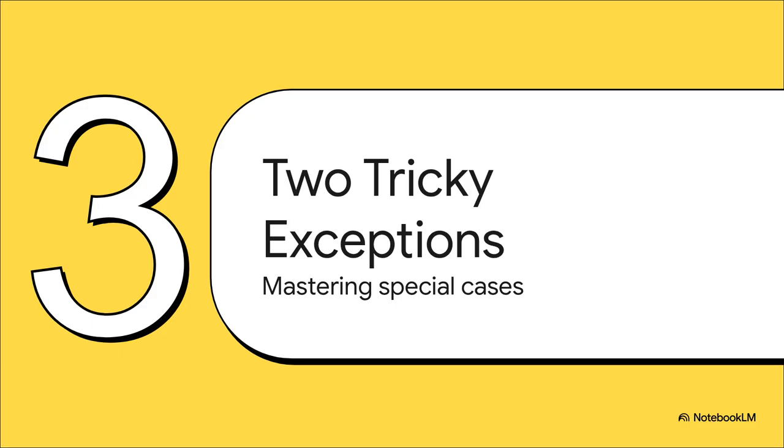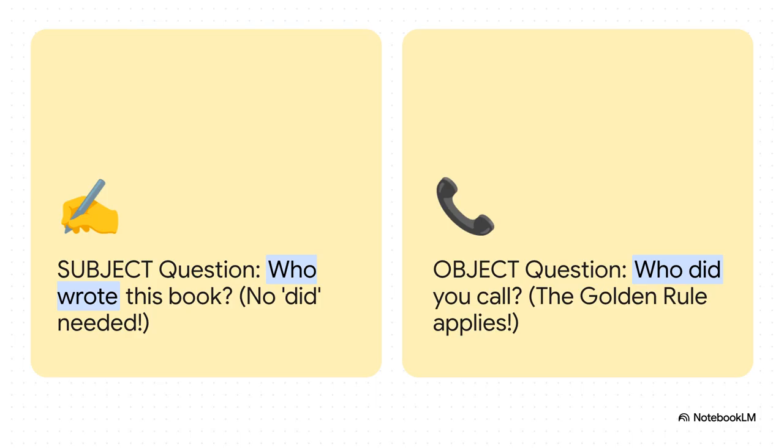Okay, so now that you've got the golden rule down, let's look at 2 special cases. Getting a handle on these 2 exceptions is going to help you sound even more natural and fluent when you speak. Our first exception is for what we call subject questions. This is when the question word, like who or what, is the subject. Look at the left side. Who wrote this book? Here, who is the person who did the action. Notice we don't need did. But on the right, who did you call? The subject is you. So we use our normal golden rule.